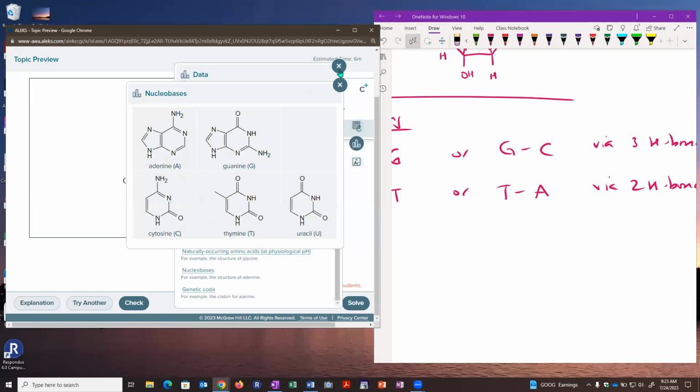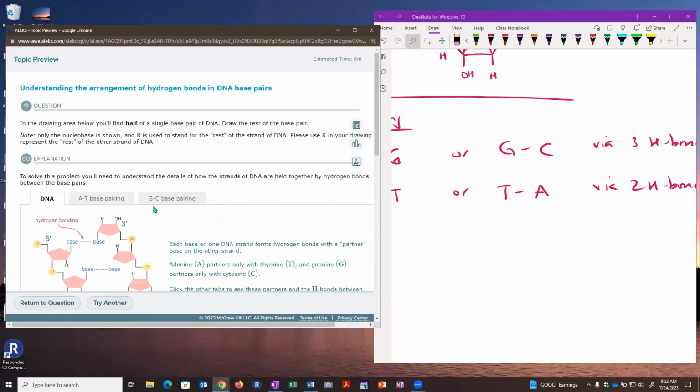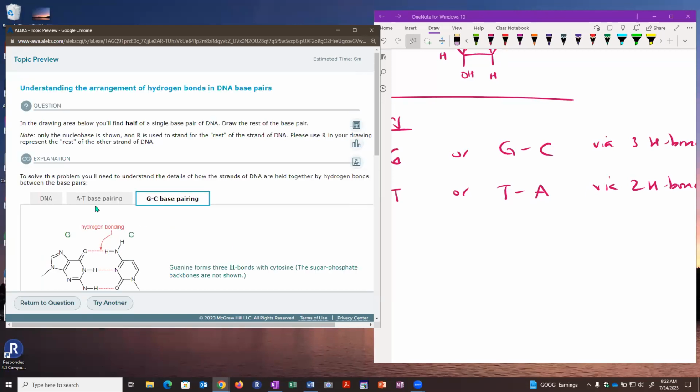Well, if we go back, and again, you can find a lot of this in your text as well, we want to look at GC base pairing because we just identified the cytosine, and there's an example of what you would want to be drawing. You're provided with the structure of cytosine already. We identified that. You would need to draw in guanine in the right orientation and then show your hydrogen bonds between, in this case, the O and the H here at the top, the hydrogen and the nitrogen in the middle, and the hydrogen and the oxygen here at the bottom as well.